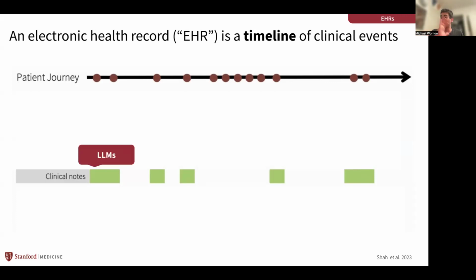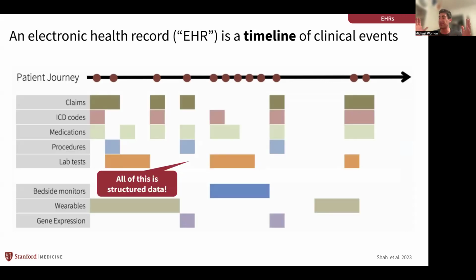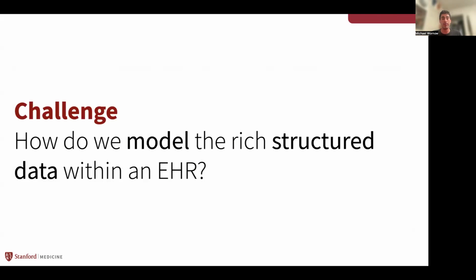In the previous 45 minutes of this talk, we focused on a single one of these rows, clinical notes, applying large language models to this one row. But there's a ton of other rows in this table. And so how do we take advantage of all of this structured data? That brings me to the question of this section, which is, how should we think about modeling all these other rows in the table?